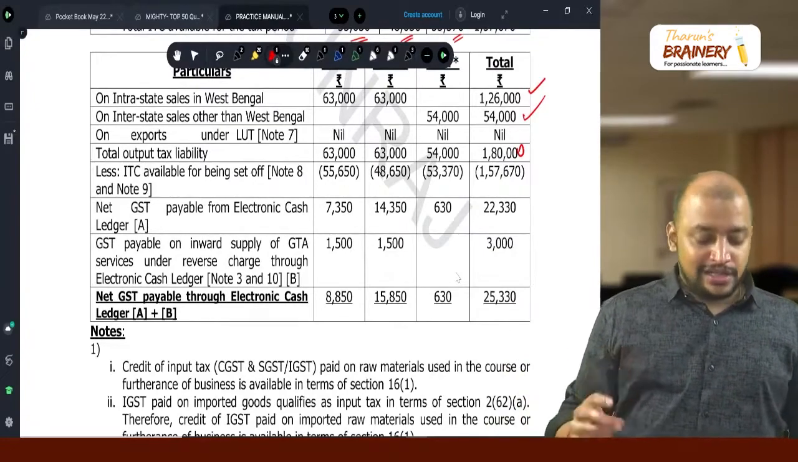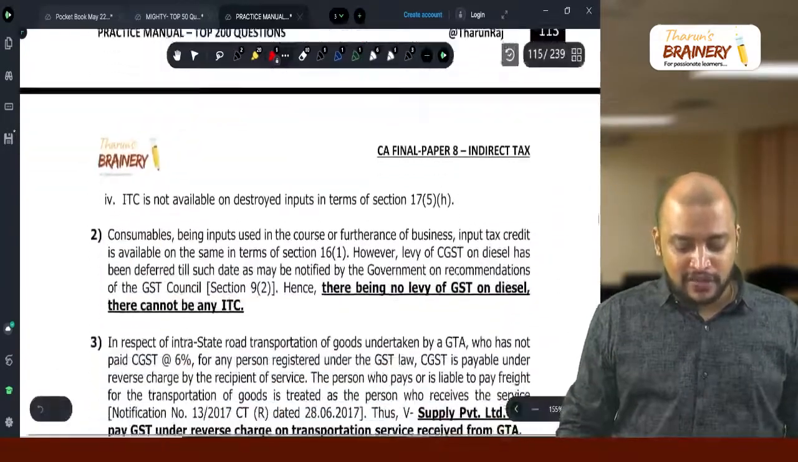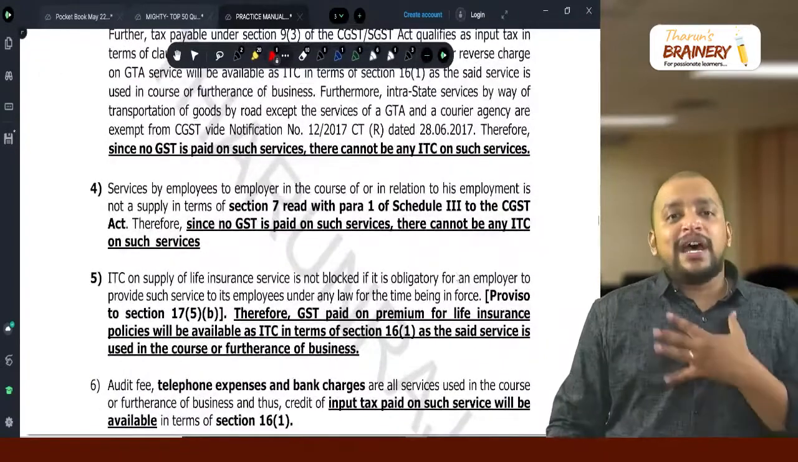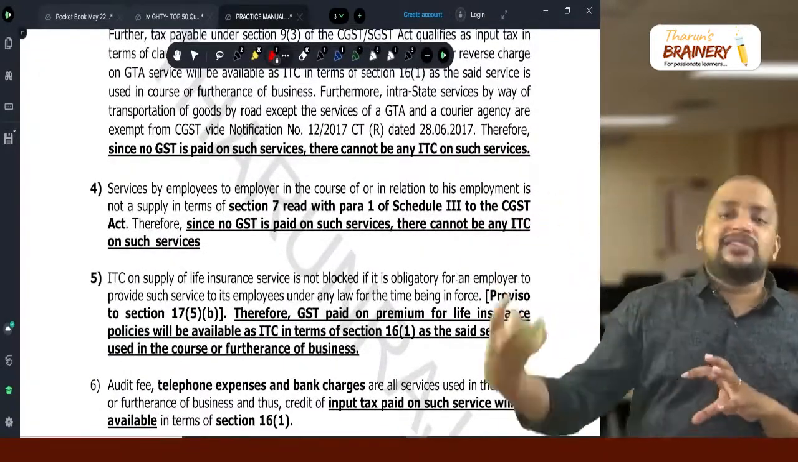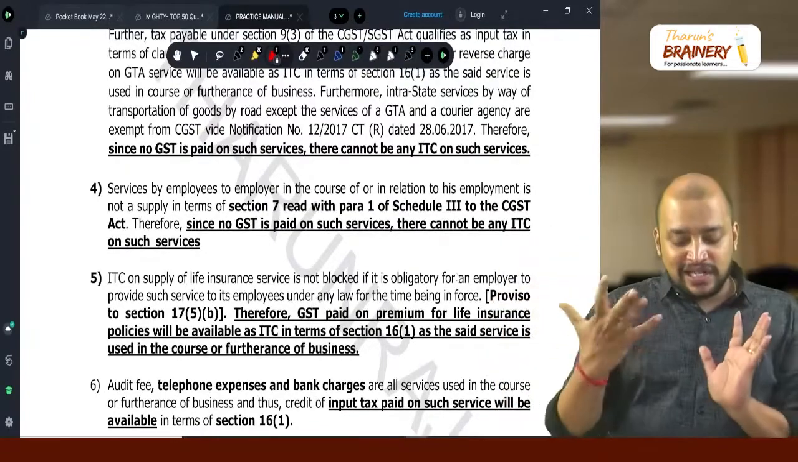Okay. So this is with respect to the computation of this question. Actually, this is a simple question, but involves a lot of other points: blocked credits and net GST payable, connecting this question that is given. Okay.